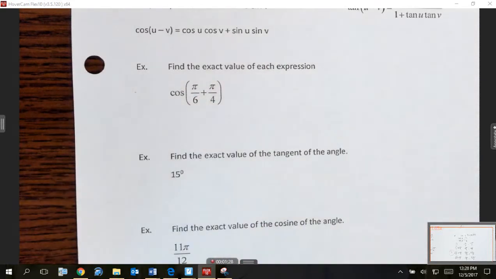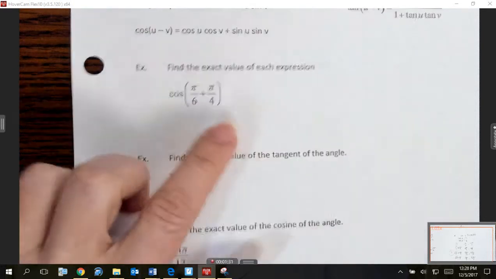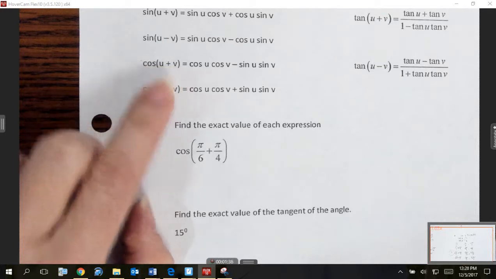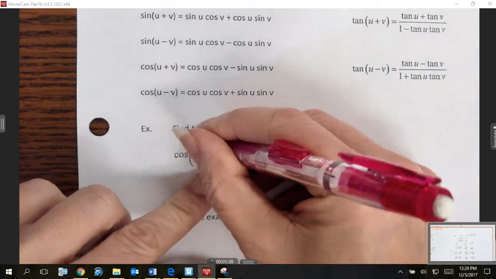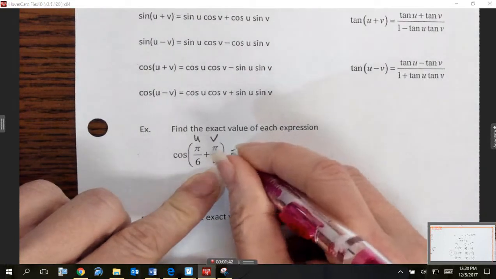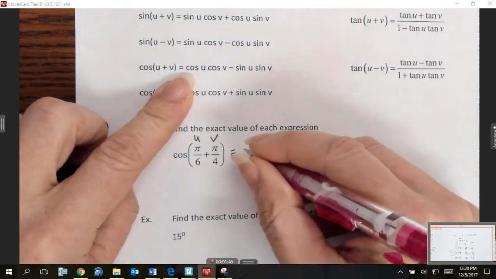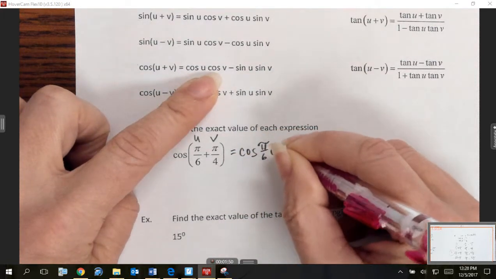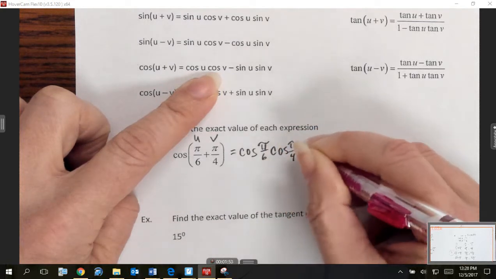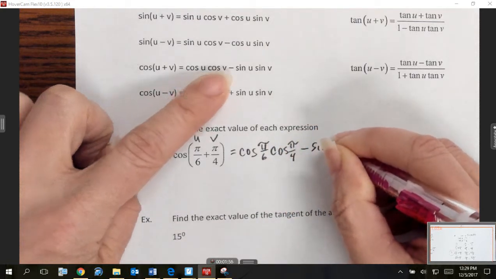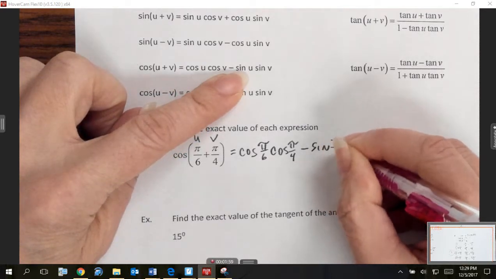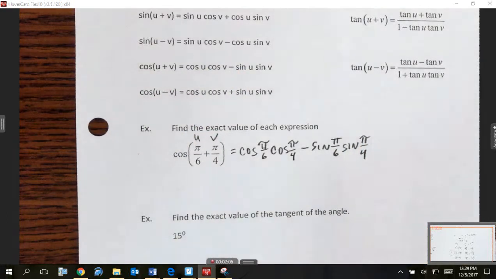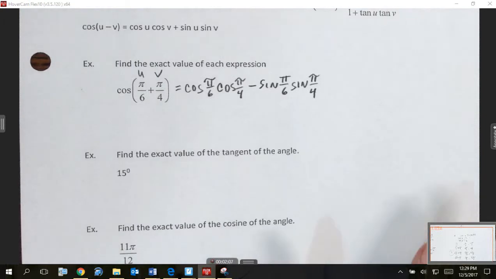So here we have cosine, and it's a sum formula, so I'm going to use the cosine sum formula. It says cosine u cosine v. So there's the cosine u cosine v. This would be u, and this would be v. We just use the formula. So it says to do cosine u, so I'll do cosine pi over 6, multiply that by cosine v, so cosine pi over 4, minus sine u, so sine of pi over 6, and then sine v, which is sine of pi over 4. So I just plugged in u and v, wherever the formula said to plug them in.